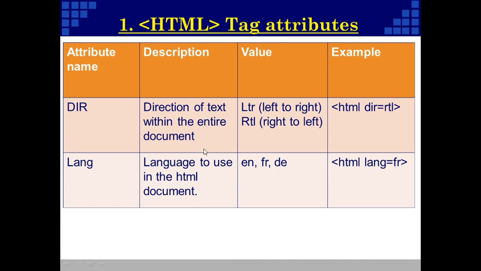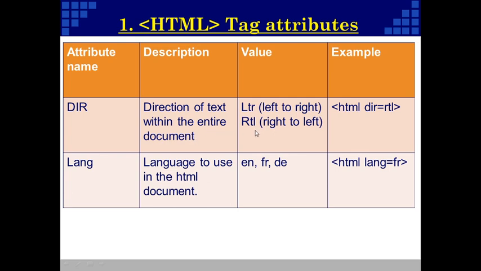So let's go to the first attribute of the HTML tag. This one is the attribute name, a description of the attribute, what value it can contain, and an example. First, look at dir, which means the direction of the text within the entire document.